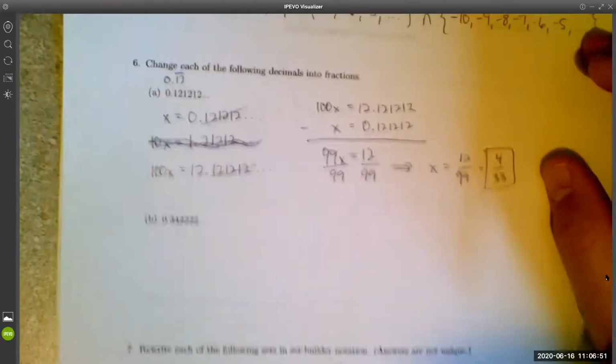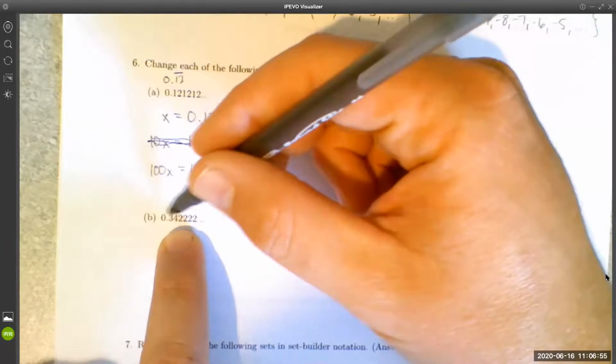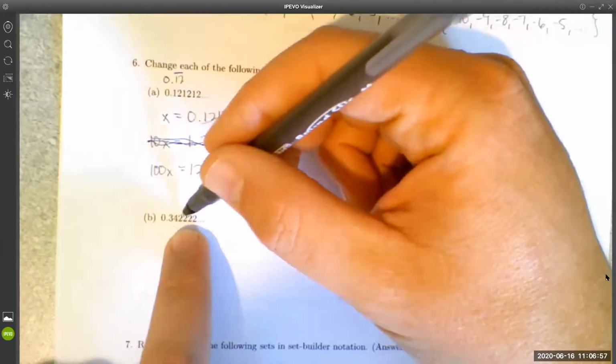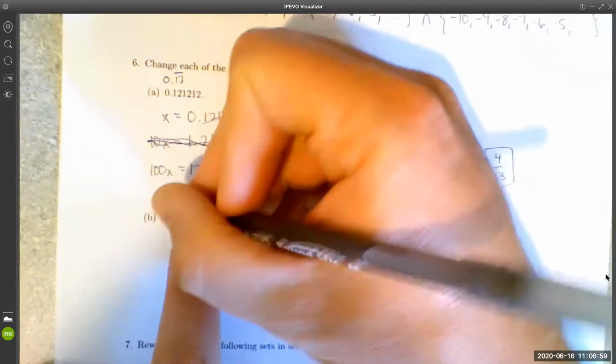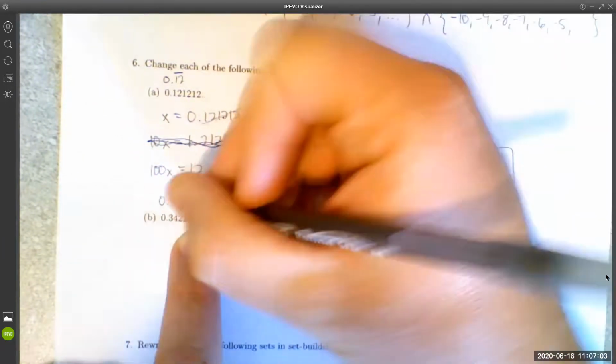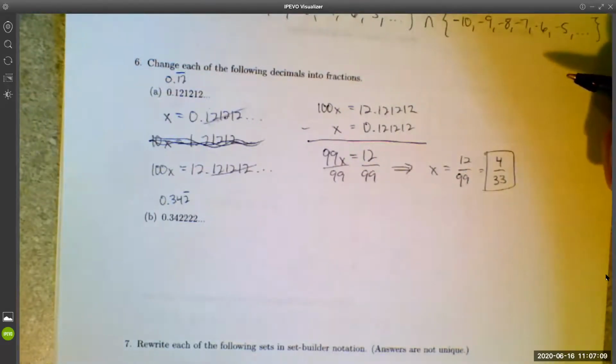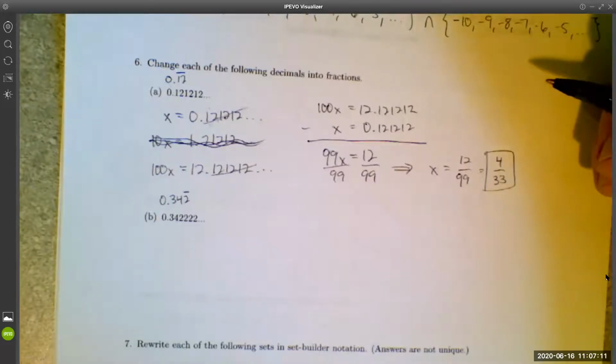Let me show you part B, because sometimes what happens is you have a string of digits before you get to your repeating pattern. So this is like the number 0.342, where the 2 repeats over and over again, but the 3, 4 that precedes it never does repeat. So I think we can do a similar kind of trick here.